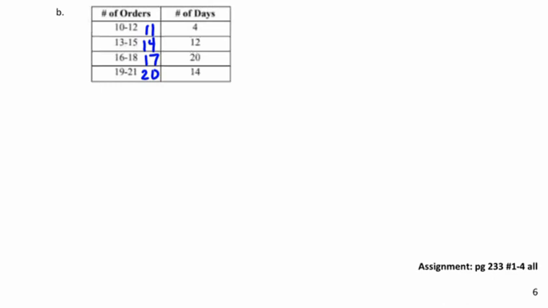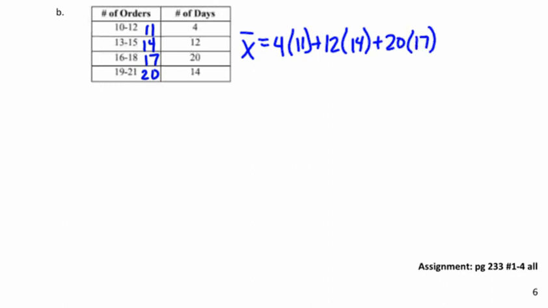So when we're identifying what our mean is, we want to make sure that we are multiplying that each time. So our mean would be 4 times 11 plus 12 times 14 plus 20 times 17 plus 14 times 20, all divided by 4 plus 12 is 16, plus 20 is 36, plus 14 is 50.